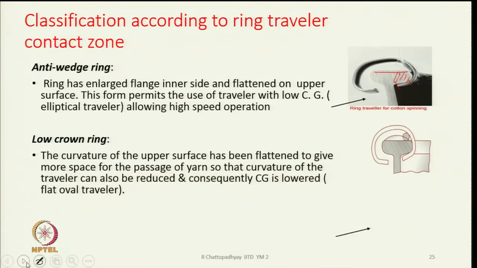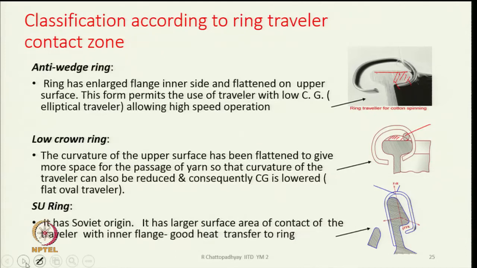The low crown ring: the curvature of the upper surface has been flattened to give more space for the passage of the yarn. So, here this part has been flattened as shown in the diagram, so that the yarn cross section is shown here, and the yarn can easily pass without really rubbing the ring surface. The whole purpose is to create enough space for the yarn to pass in between the ring and the traveler. Another one is the SU ring, of Soviet origin. It has a larger surface area of contact with the traveler, on the inner flange, and therefore good heat transfer is possible in this case.